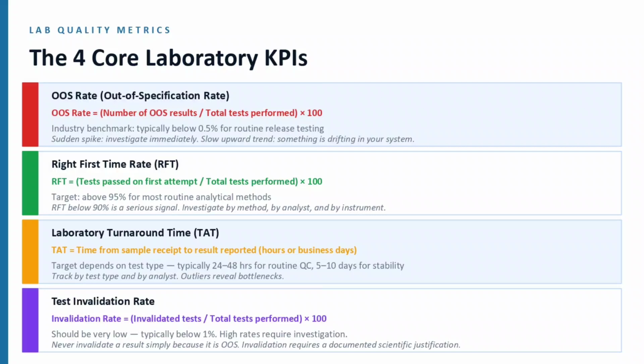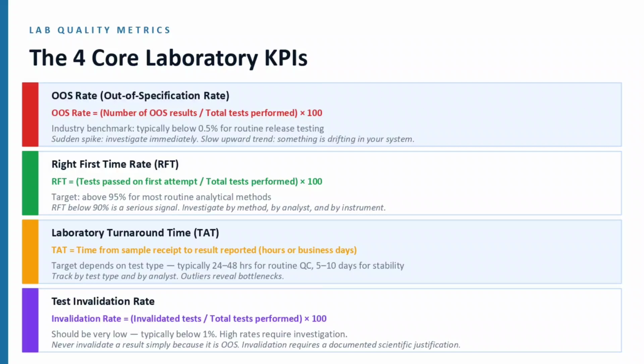A low right first time rate is expensive. Every retest consumes analyst time, equipment time, and materials. It delays batch release. And it signals something is wrong. Track RFT by method and by analyst. An analyst with an RFT of 85% when the lab average is 96% needs targeted investigation and support.